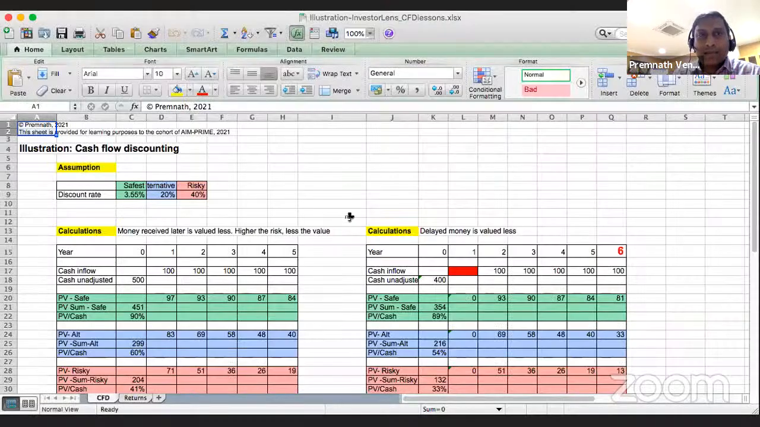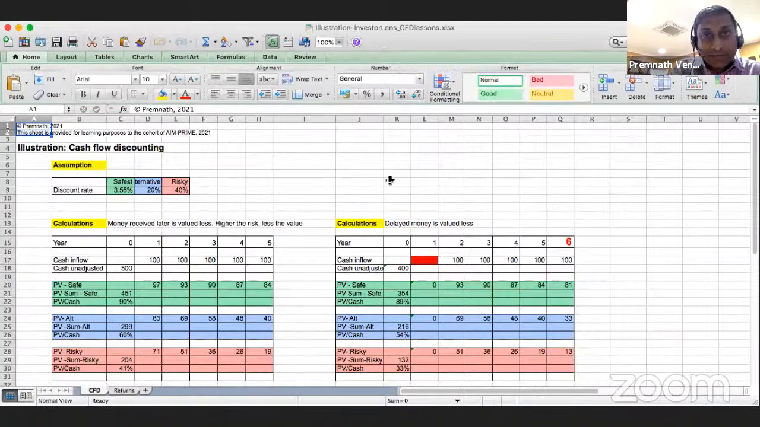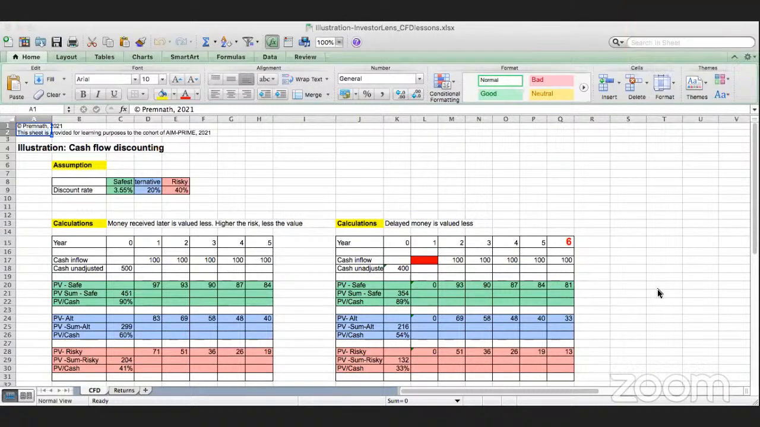Let's look at, this is a different one. Can you see my sheet? Somebody needs to tell me. Mugdha? Neha? Yeah, we can see it.